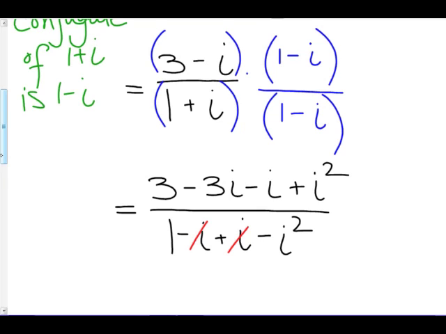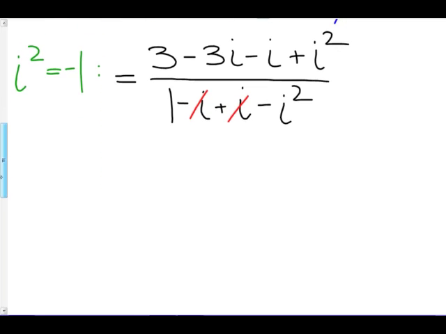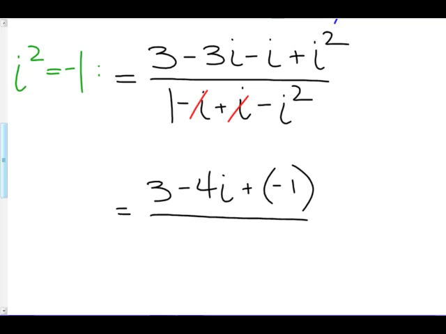Now let's keep in mind that i squared is equal to negative 1 because i is equal to the square root of negative 1. And when you square it, the square root just cancels out. Now let's combine our like terms. We have negative 4i, and i squared is just negative 1. That's all over 1 minus i squared, which is negative 1. Be careful about the 1 minus negative 1. That's always a bit tricky.